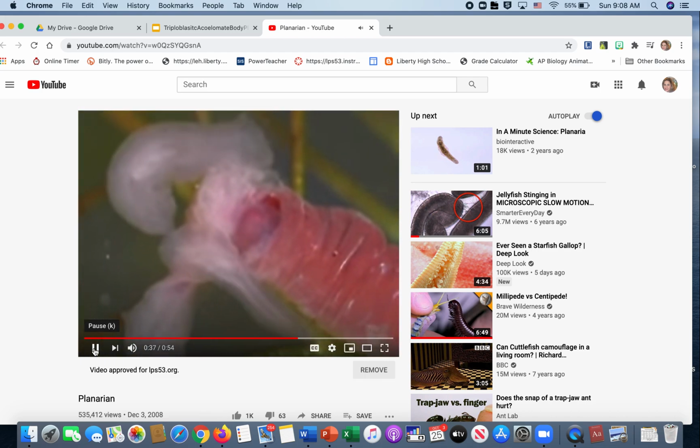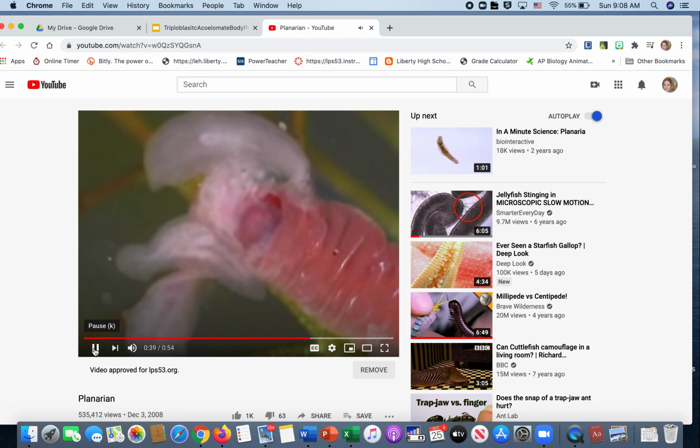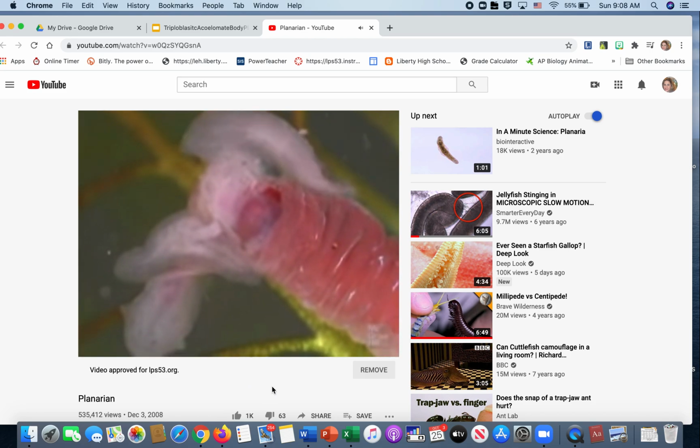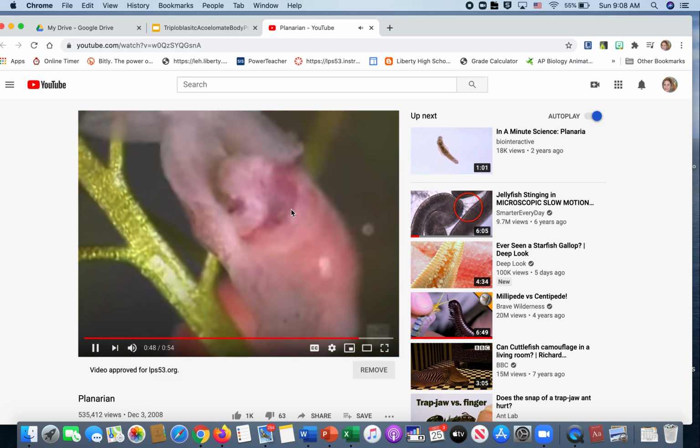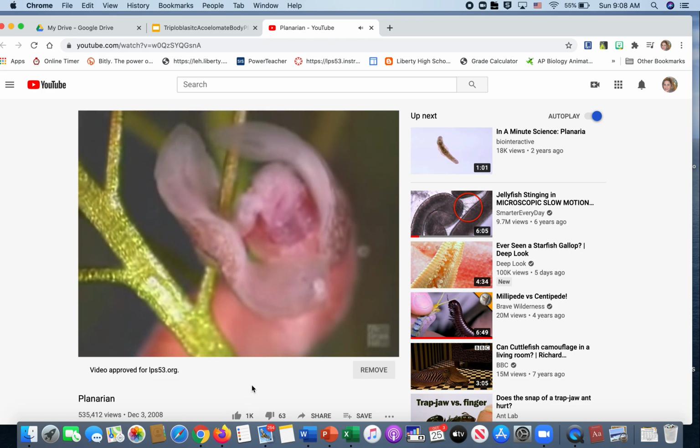There we go. Check it out. The chemosensory cells on the lobes are used to locate the food. Through rhythmic contraction of the muscular pharynx, planaria pumps the food into the gastrovascular cavity with a siphon-like action.